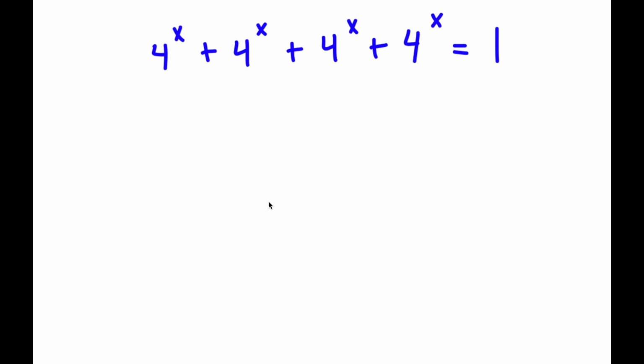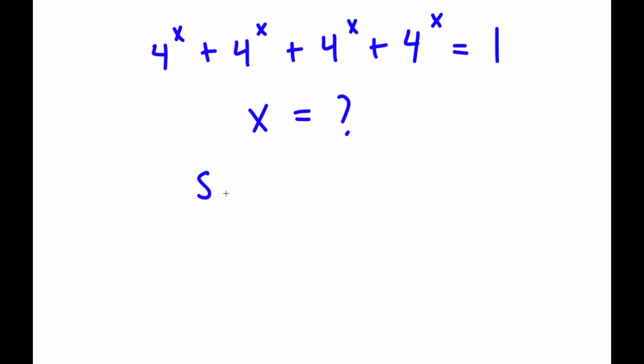All right, so in this problem, I have 4 to the power of x plus 4 to the power of x plus 4 to the power of x plus 4 to the power of x is equal to 1. So I want to find the value of x here.